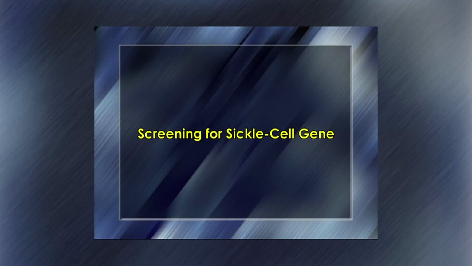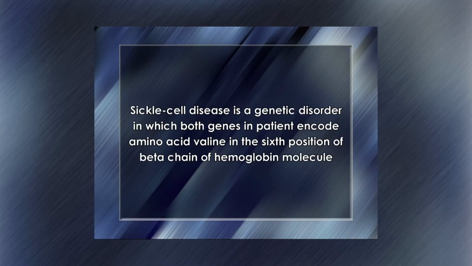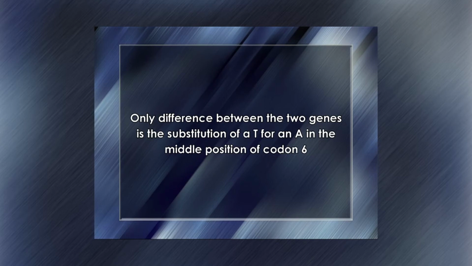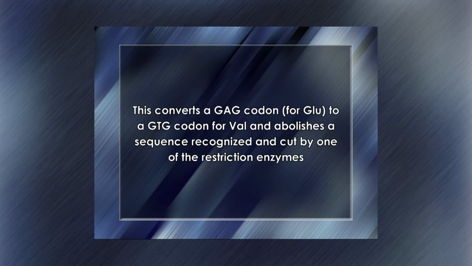For instance, screening for the sickle cell gene. Sickle cell disease is a genetic disorder in which both genes in the patient encode the amino acid valine in the 6th position of the beta chain of the hemoglobin molecule. Normal beta chains, that is beta A, have glutamic acid at this position. The only difference between the two genes is the substitution of a T for an A in the middle position of codon 6. This converts a GAG codon to a GTG codon and abolishes a sequence recognized and cut by one of the restriction enzymes.